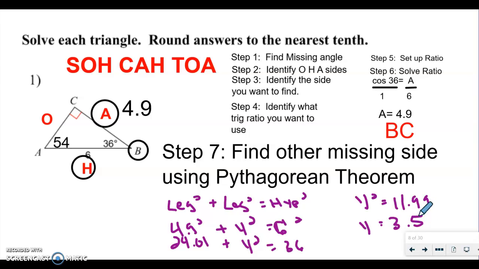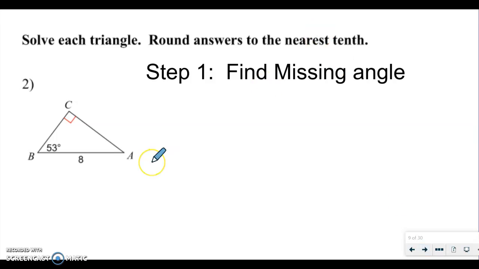Okay. All right. So let's look at one more. It's the same idea. We want to find the missing angle. So we have 53. We have 90. So I'm taking 180 and subtracting 53, and I'm subtracting 90. Sorry, that missing angle is going to be 37 degrees.